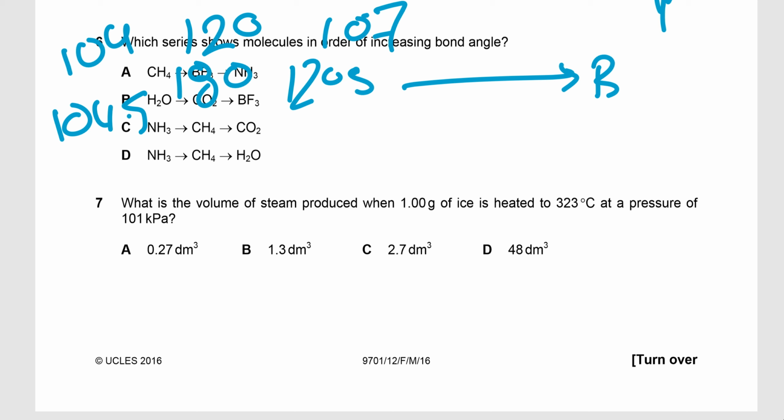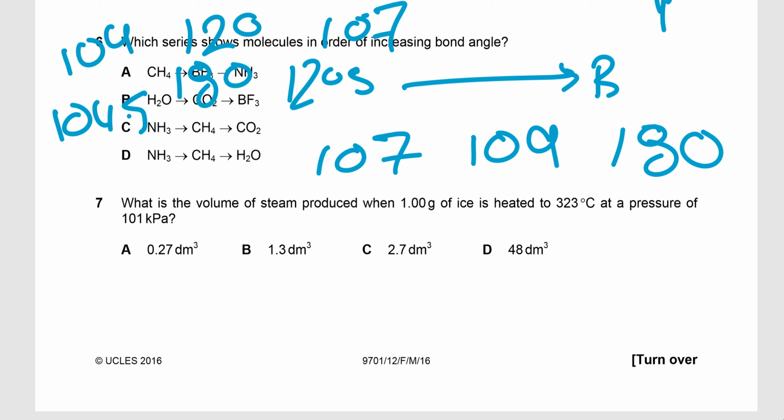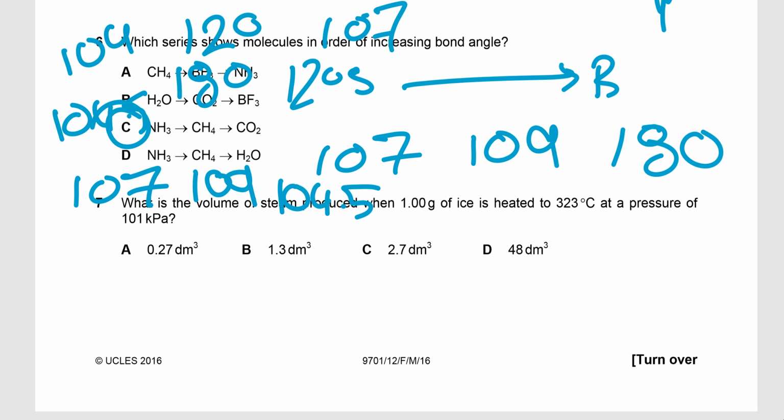Option C, ammonia, it's 107, methane, it's 109, and carbon dioxide 180. So this is the correct option, which is C. Let's do the last one. It's 107, 109, and H2O, it's 104.5. So this is wrong. So the best answer is C.